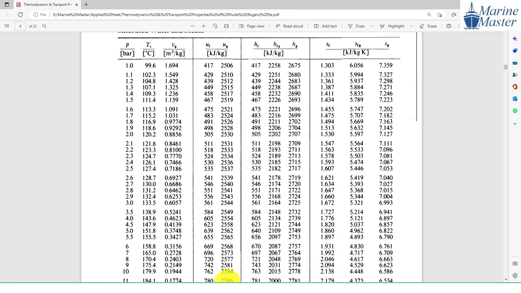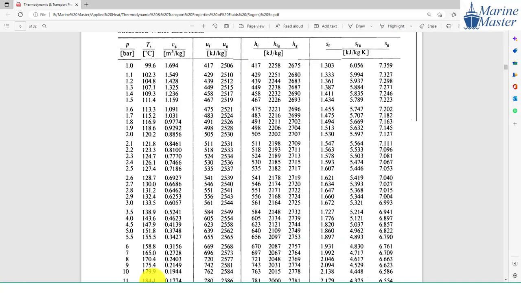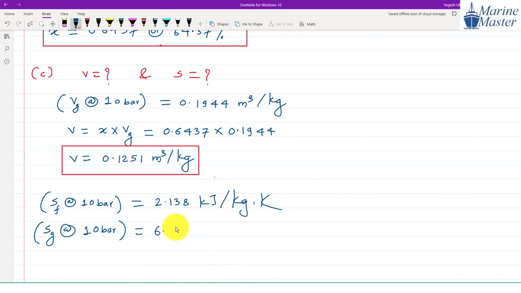What is the value, guys? 2.138, unit kilojoule per kg Kelvin. And then we are going to find out the entropy of saturated vapor, that is Sg at 10 bar. So again go to the property table, guys. Sg at 10 bar, see this one, 6.586. So 6.586, unit kilojoule per kg Kelvin.